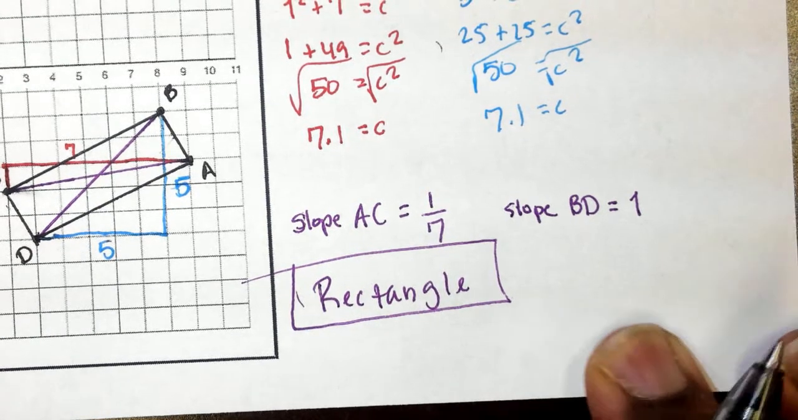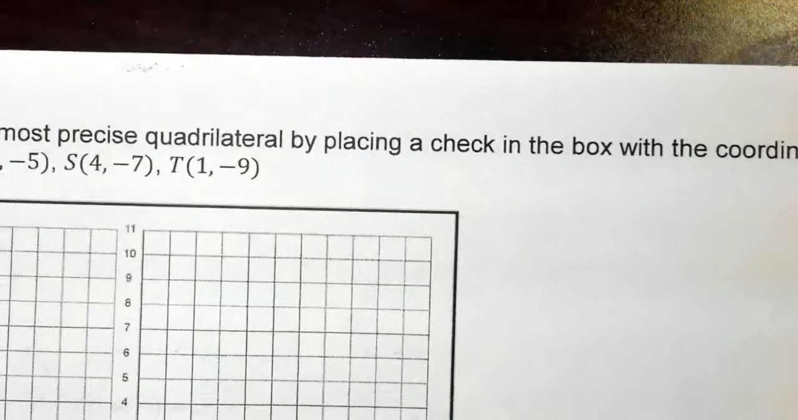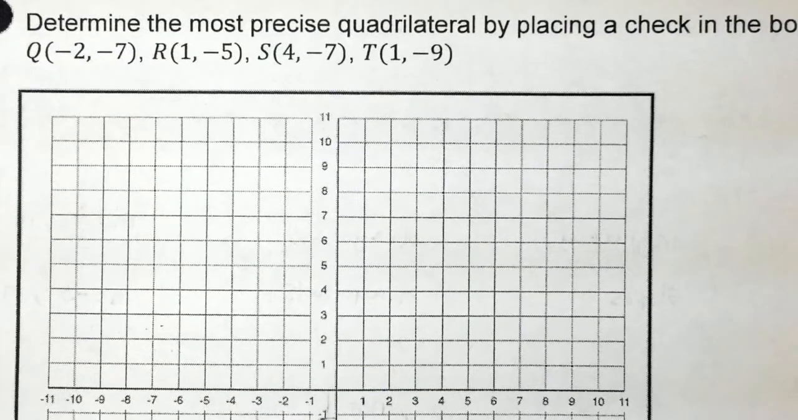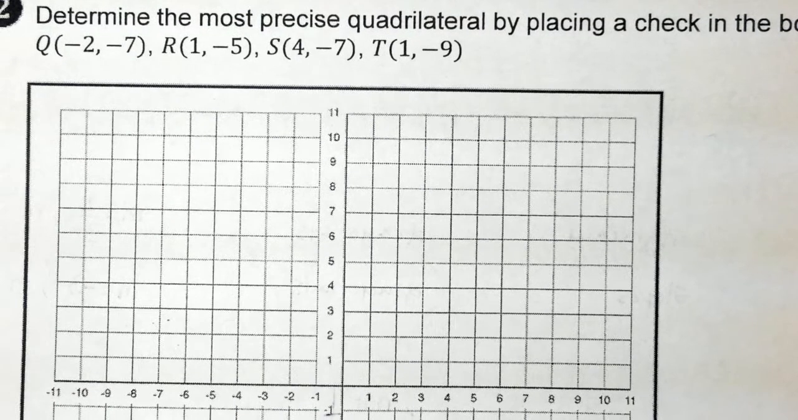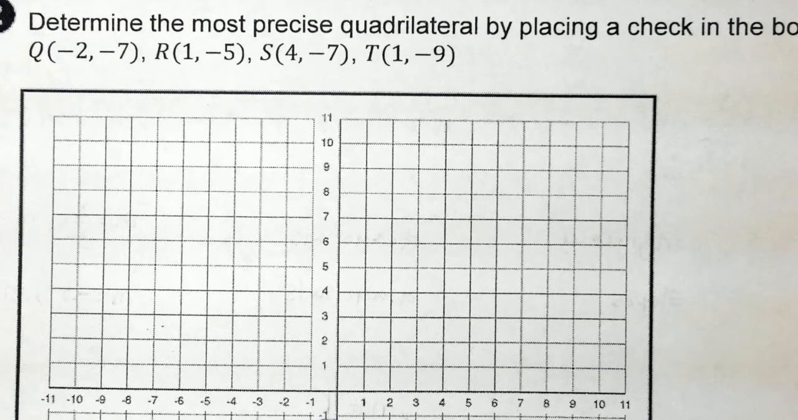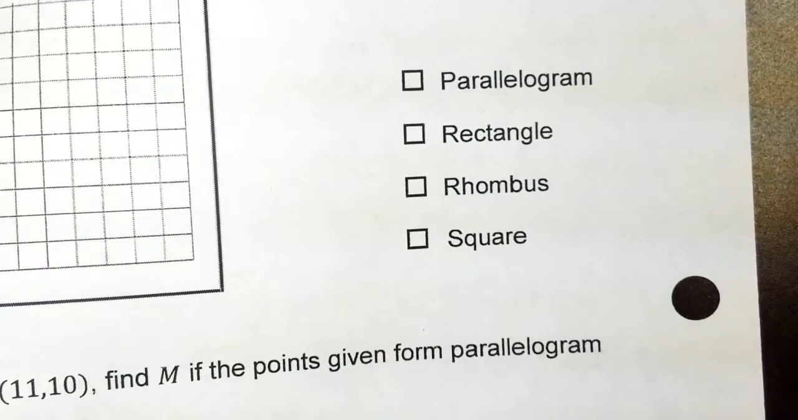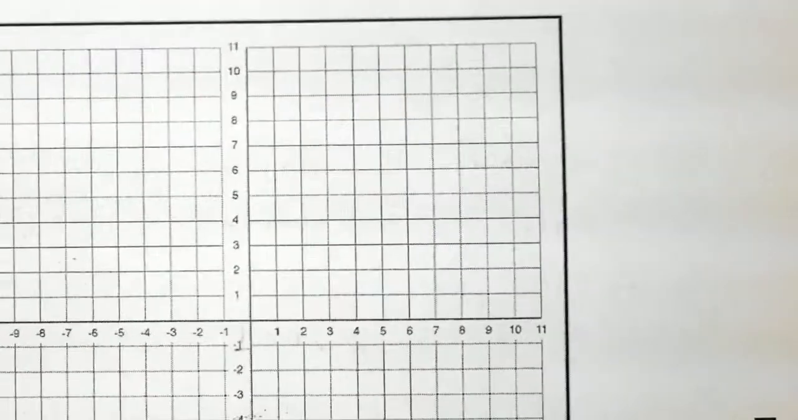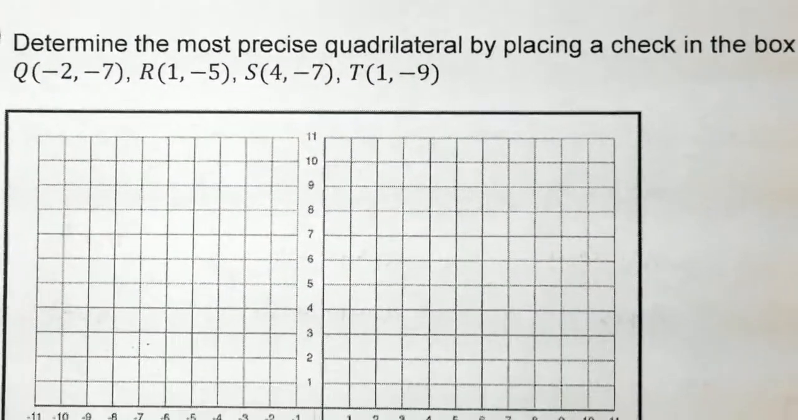Alright, sliding on. Next one, number 2 on the back. Determine the most precise quadrilateral by placing the check in the box with the coordinate points. Out here they give you multiple choice, but it was already multiple choice anyway because we knew the last one was going to be one of those 4 things too.